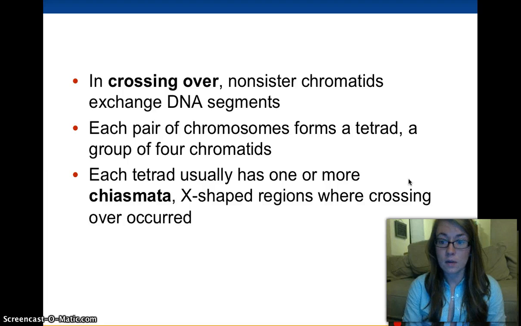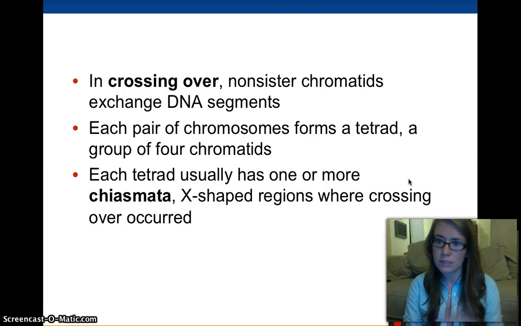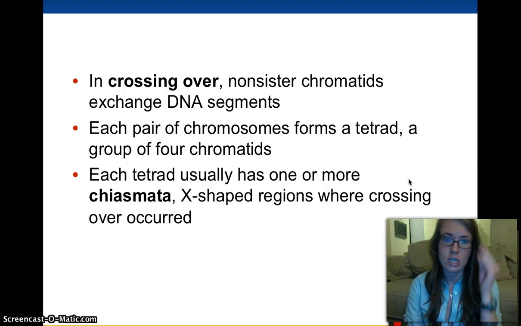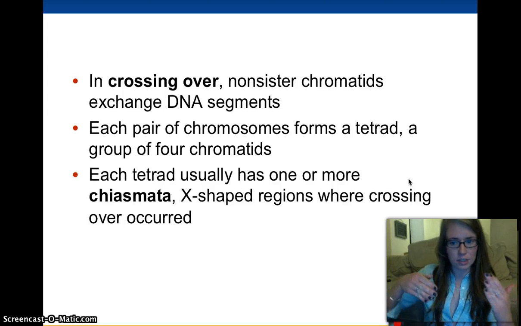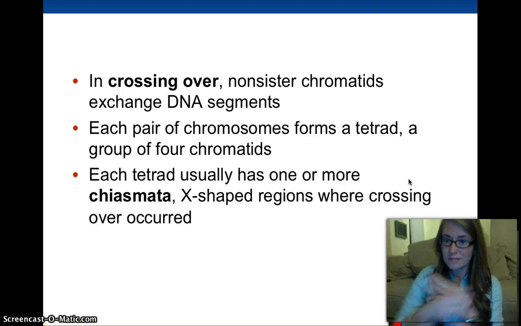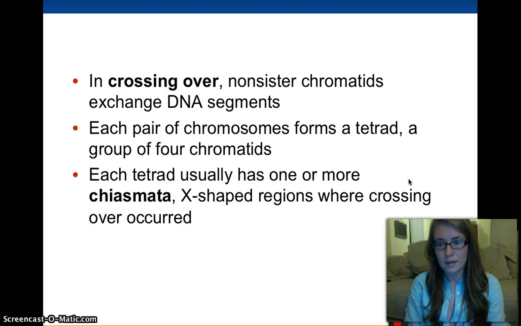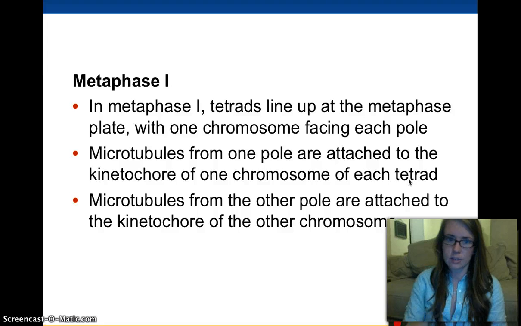And these are called a tetrad. Tetra means 4, so there's 4 sister chromatids attached, and sometimes the homologous chromosomes cross over each other, which is what is called a chiasmata, but we're going to talk about that in the next section.